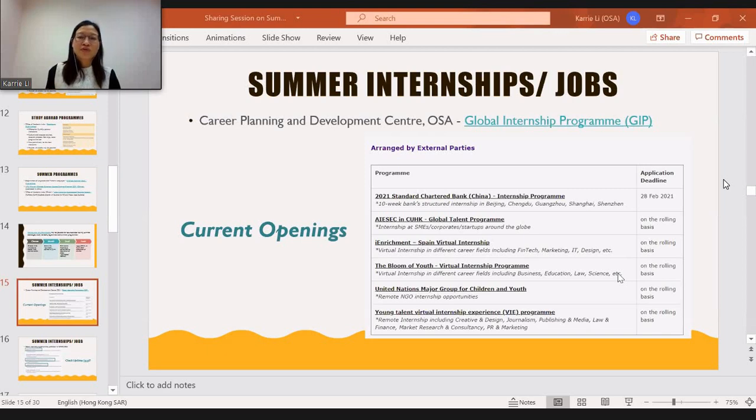But I'm going to share with you some of the internship opportunities that are publicized through CU Hong Kong units, as well as the other platforms you can try to search for internship opportunities. So first is the Global Internship Program, which both Regina and Sachiko have joined. This is an internship program organized by the Career Planning and Development Center. They already have some openings now. So if you are interested, you should keep checking the openings, and follow the application deadline and the application procedures as listed in their website, okay?